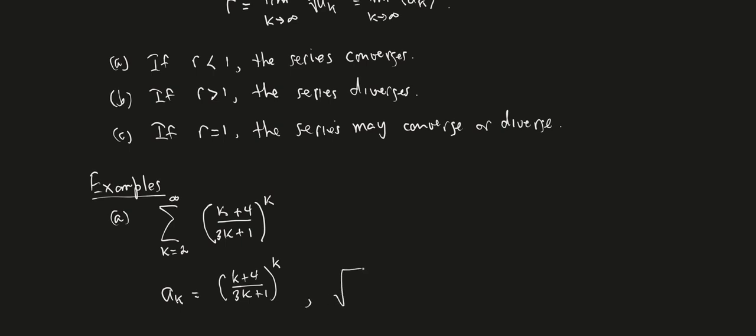Let's write down what the kth root looks like. So that would be the kth root of everything that I just wrote down there. So we have (k+4)/(3k+1) all to the kth power. And what happens when you have a kth power inside a kth root? They cancel out, right? So you can remember that fact. But let me write down that alternative way.